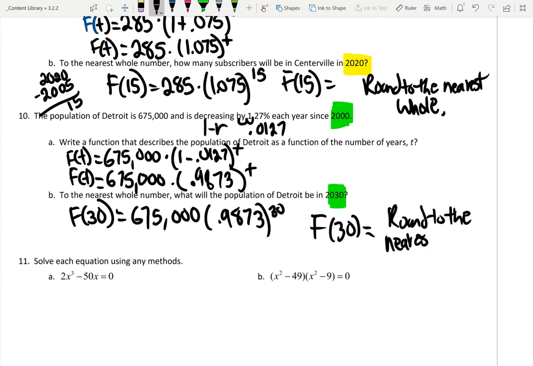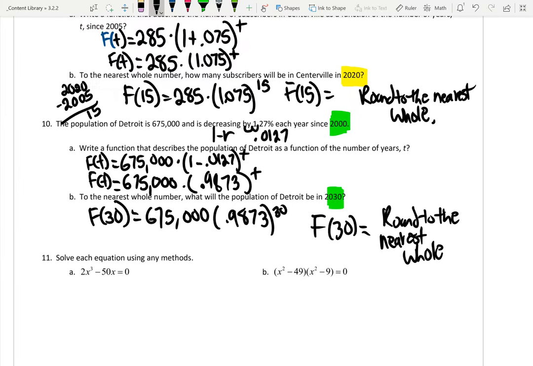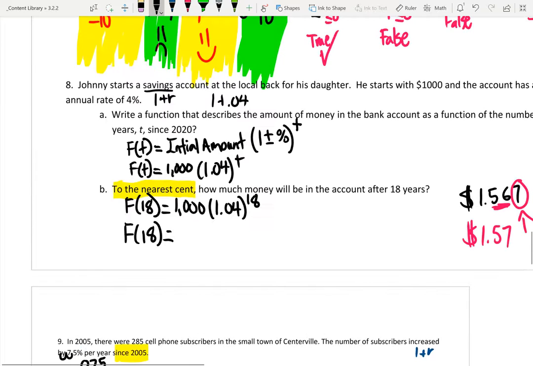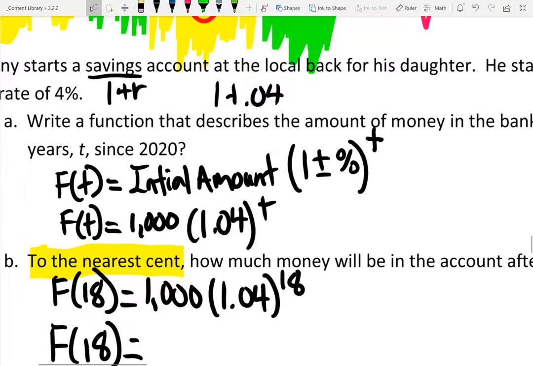So this was just a look at one type of application problem that might show up on the study guide. I hope that this helps. Just recall in the beginning where I looked at the formula, the initial amount is multiplied by 1 plus the percent, and just remember that the percent is always in decimal form.